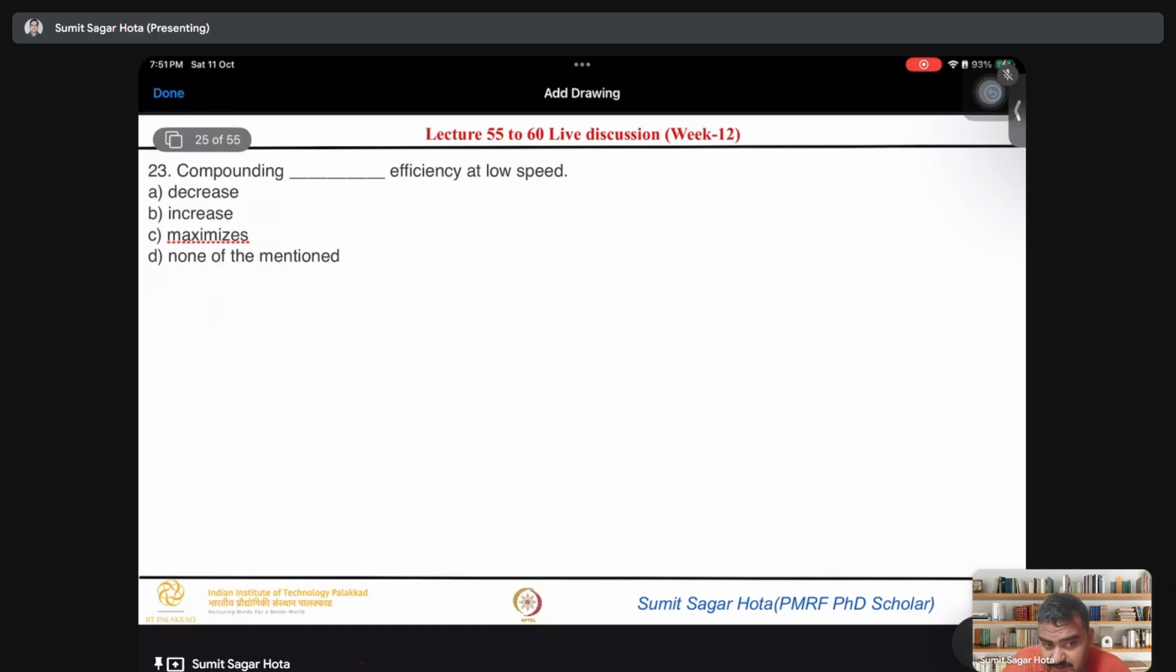So the very good advantage of compounding is that the efficiency is always high, although it's in the low speed operation. Okay, mostly as the speed increases, the efficiency is going to increase. But although in the low speed also, the efficiency in the case of compounding is also high.